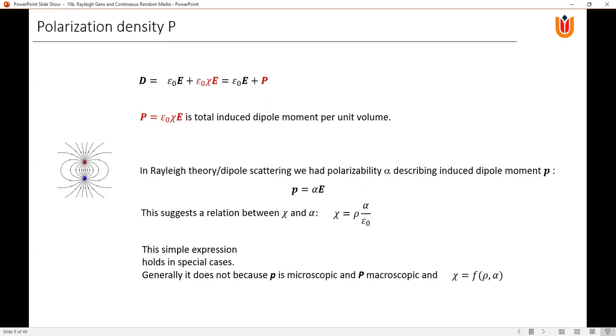But still, we can do some things. So let's start with this polarization density P. We can write displacement D as the vacuum term, epsilon 0 times electric field strength, and then times the term that corresponds to the material. So polarization density P, epsilon 0 times G times E, is the total induced dipole moment per unit volume. So you're not looking at one molecule, let's say, or at one dipole, but at how effectively a chunk of material responds to the incident electric field.